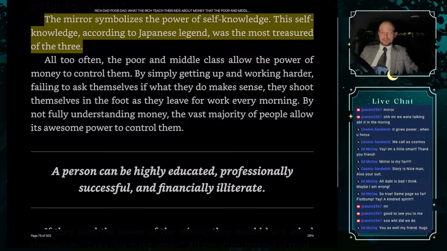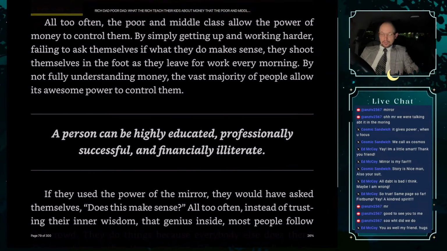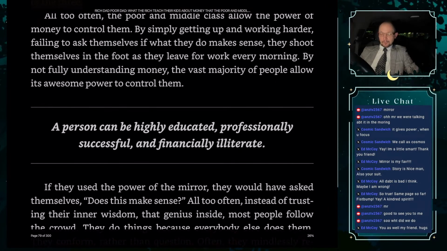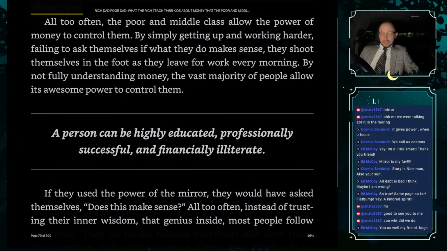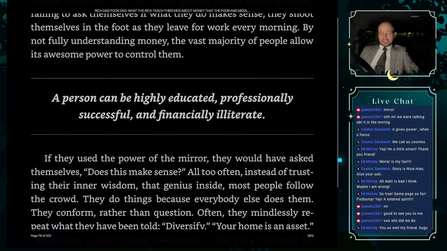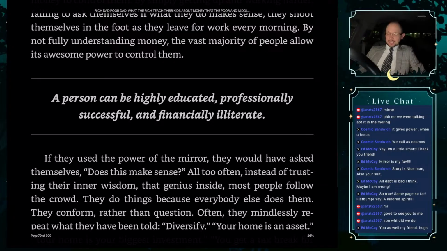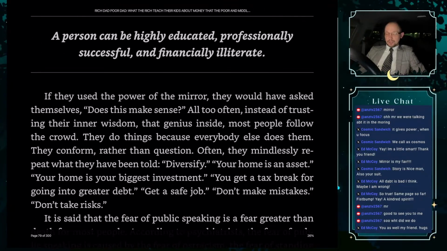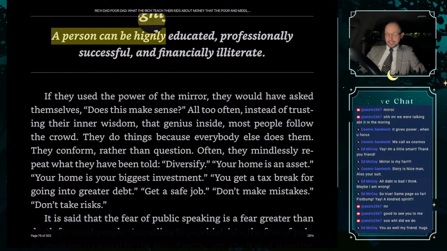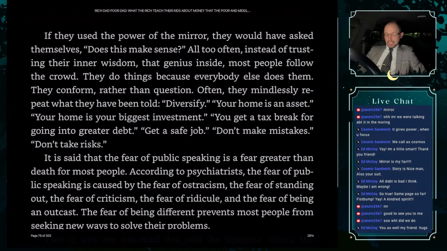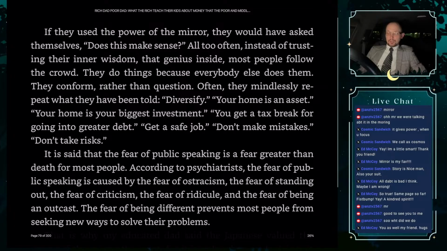Yes, you're right. Today we had a class with year sevens and we were talking about the power of the mindset and the mirror. A person can be highly educated, professionally successful, and financially illiterate. And so they allow the power of money to control their life. If they used the power of the mirror, they would have asked themselves, does this make sense? All too often, instead of trusting their inner wisdom, the genius inside, most people follow the crowd.